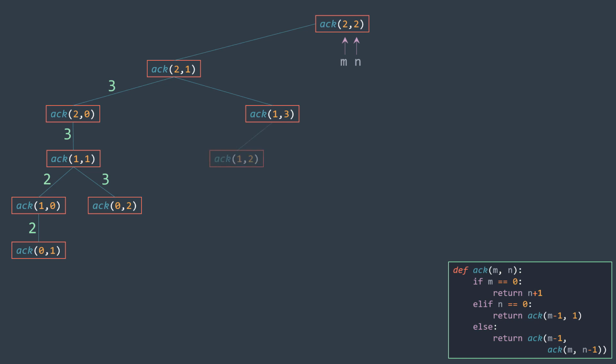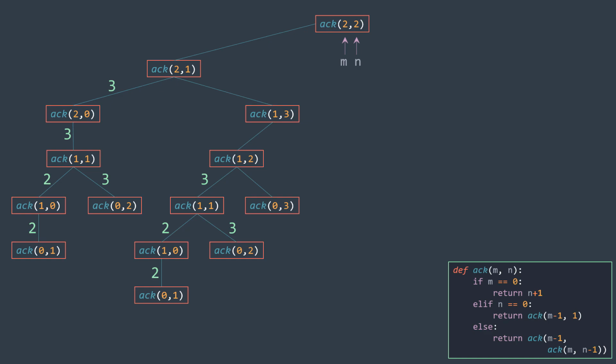Now we need the value of ACK of 1 2. For that we need the value of ACK of 1 1. For that we need the value of ACK of 1 0. Here n is 0, so we return ACK of 0 1. M is 0, so we return m plus 1, which is 2. Here again we return 2. Now the outer call, ACK of 0 2, returns 3 because m is 0. Here we return the value of the outer call, which is 3.